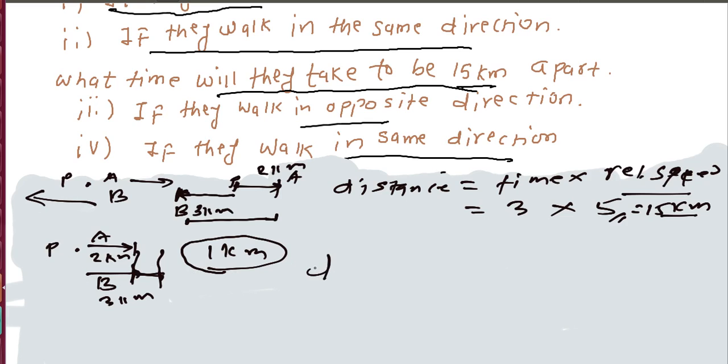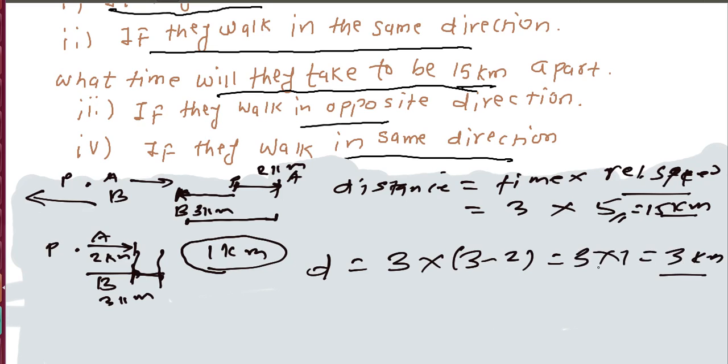So that's why distance in 3 hours will be time into relative speed. Here is the subtraction of speed. B is traveling with greater speed compared to A, so that's why B will cover more distance. So the speed of B minus speed of A, that is the relative speed. So 3 minus 2, that is nothing but 3 into 1, 3 kilometers. So in 3 hours they will be 3 kilometers apart if they travel in the same direction. So distance is equal to time into relative speed.